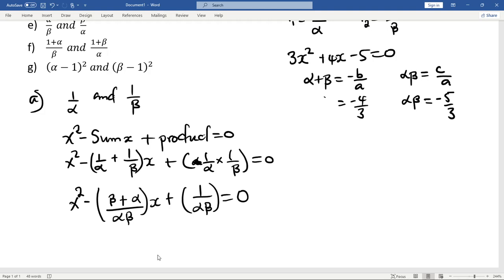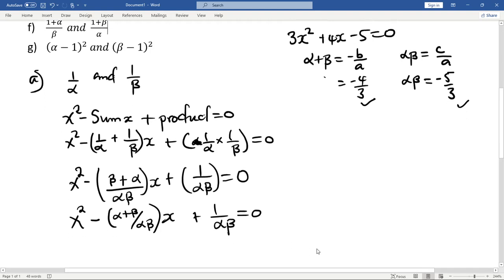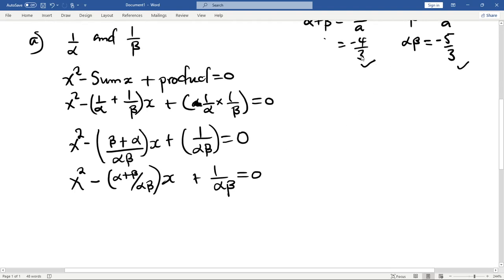Now remember, we have alpha plus beta, which is equal to negative 4 over 3, and we have alpha beta, which is equal to negative 5 over 3. So we can just write this as x squared minus alpha plus beta, everything divided by alpha beta, x plus 1 over alpha beta equal to 0. So we're going to substitute in everything using the figures that we have this side here.